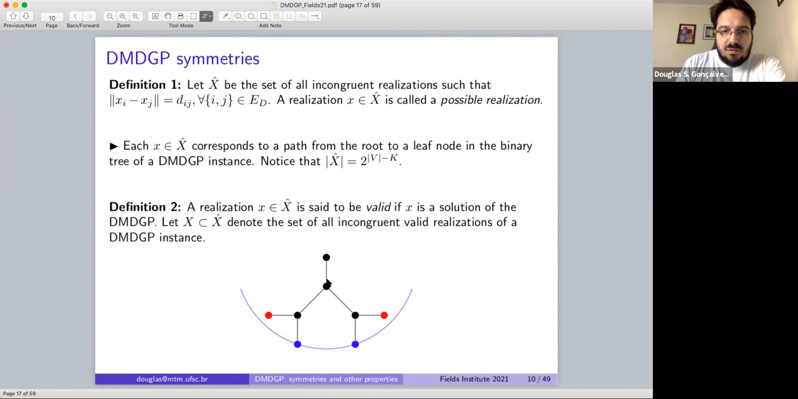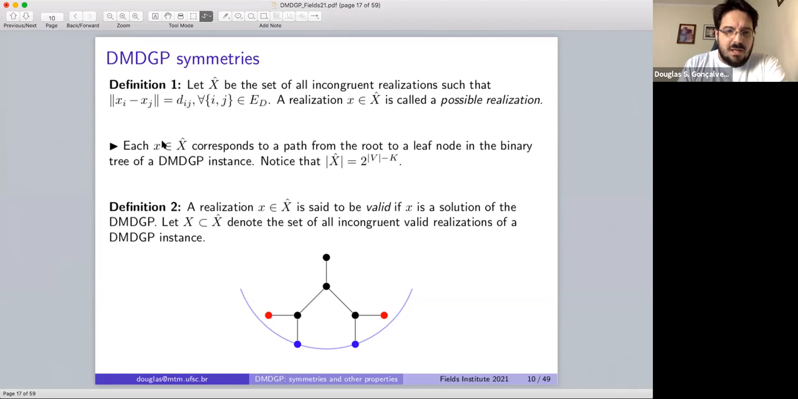So in this case, for the previous example, we have 4 incongruent realizations. X hat would be this realization on the left, this other realization on the left, and the 2 others on the right. And it's not hard to show that the number of these, which we call possible realizations or candidate realizations, is such that the cardinality of X hat is 2 to the power cardinality of V minus the dimension. And among the candidate realizations, maybe a few of them or all of them, it depends on the distance constraints that we have.